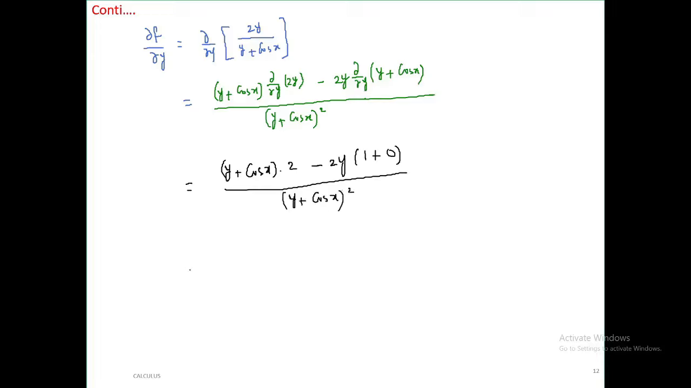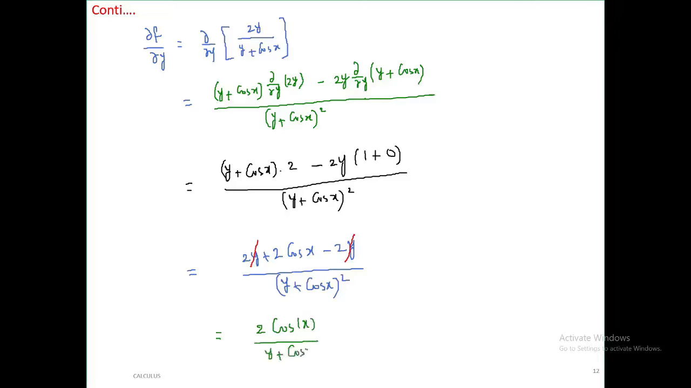Now this one, after simplification, what will we get? This is 2 into y plus cos x minus 2y. That means 2y plus 2 cos x minus 2y, divided by y plus cos x whole square. Now these two cancel out: 2y and minus 2y cancel out. So finally we remain with 2 cos x divided by y plus cos x whole square. That's it. So this is the partial derivative with respect to y.